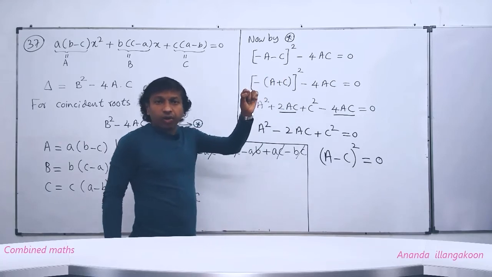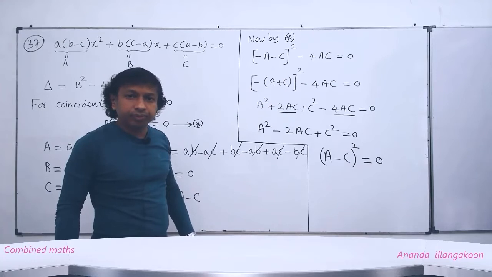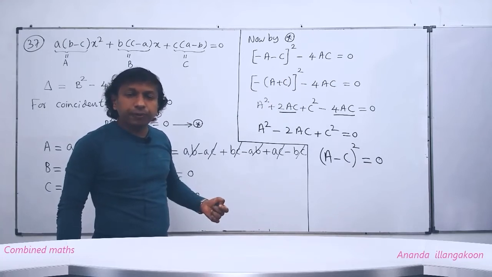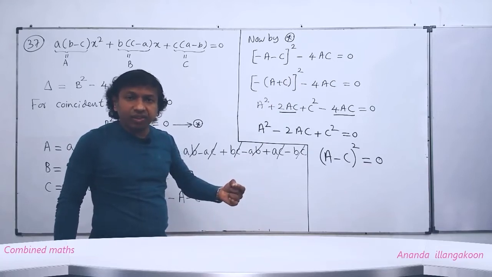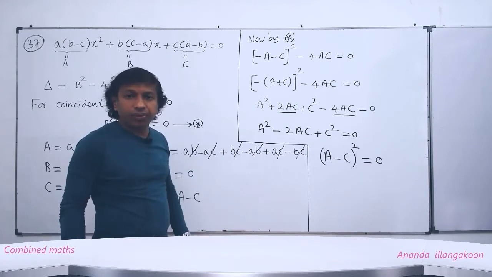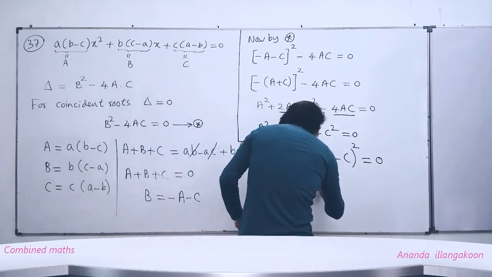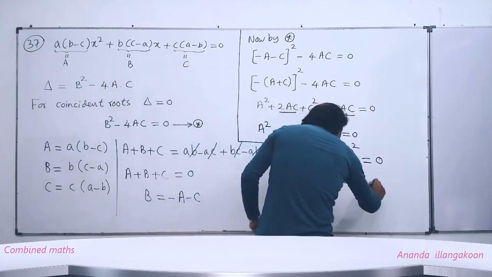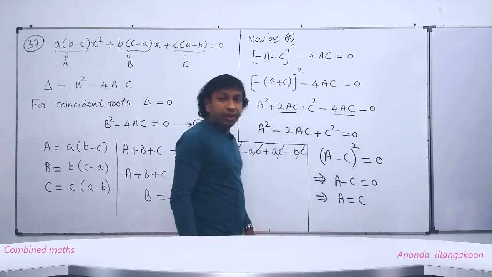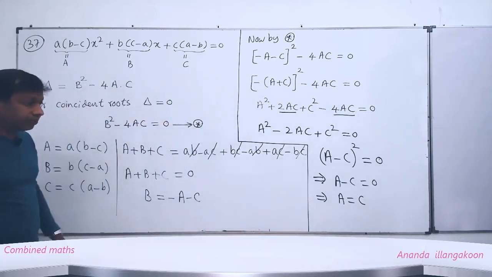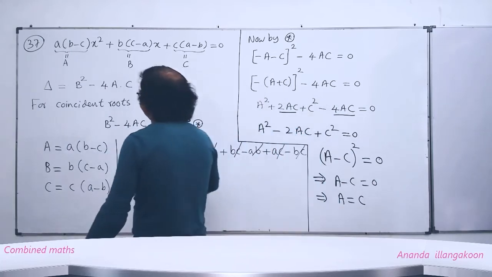For the perfect square of a number to be 0, what is the condition? That number should be 0, people. Square any real number. If our answer comes as 0 after squaring, definitely we should have square 0, because the square of any other real number will be positive. So therefore, for this to occur, this A minus C should be equal to 0. That says A equals C.